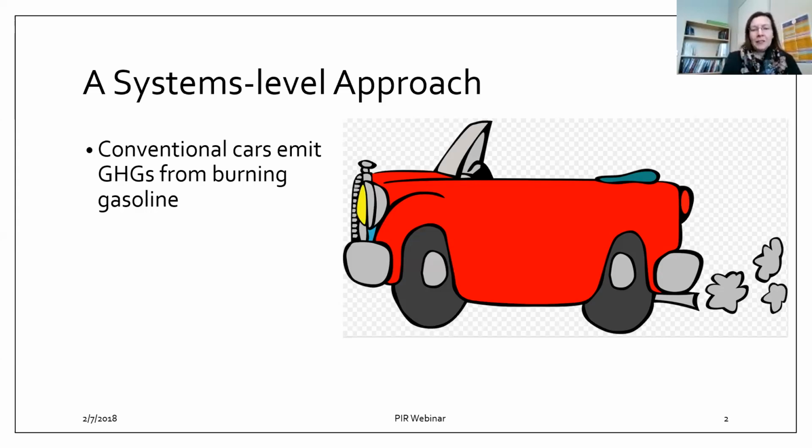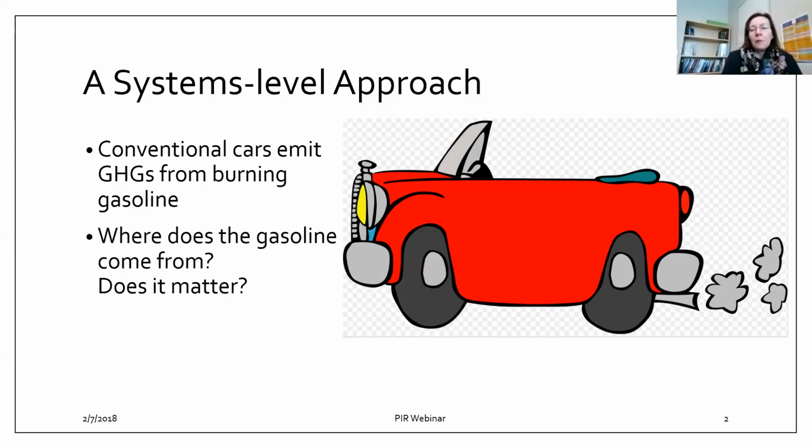So as this vehicle is driving along, it's releasing greenhouse gases. My research asked the question, where does the gasoline come from, and does that matter? There's lots of different places around the world that are producing gasoline, and lots of different types of oil. Gasoline itself comes from petroleum that we need to get out of the ground, and how we get that petroleum can have an impact on the overall greenhouse gas emissions associated with this car.